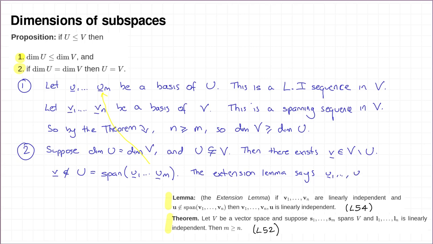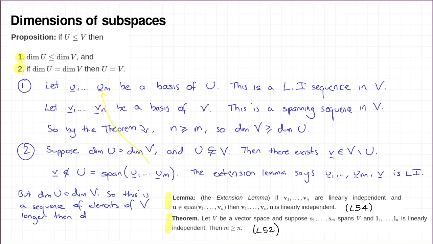u1, u2, up to um, followed by v, is linearly independent. But we're assuming, for our contradiction, that the dimension of U is equal to the dimension of V. So this sequence, u1 up to um followed by v, is a sequence of elements of V longer than the dimension of V. It's the dimension of V plus 1, in fact.